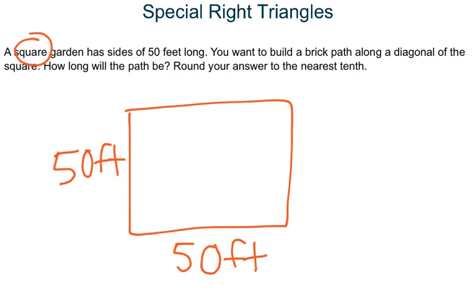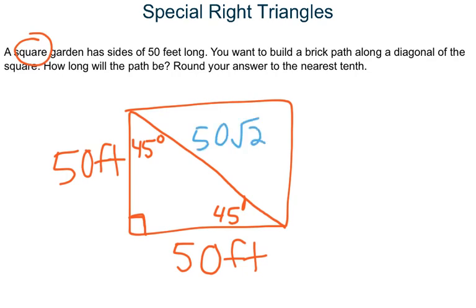You want to build a brick path along a diagonal of the square. So here you have this brick path going straight across. And again, since these are all right angles, that diagonal is going to bisect the angles it's touching, making a 45, 45, 90 triangle. Actually, two of them. So it says, how long will the path be? Again, the shortcut, if you already know the lengths of the legs, you just multiply that number by root 2, and it'll give you the hypotenuse.